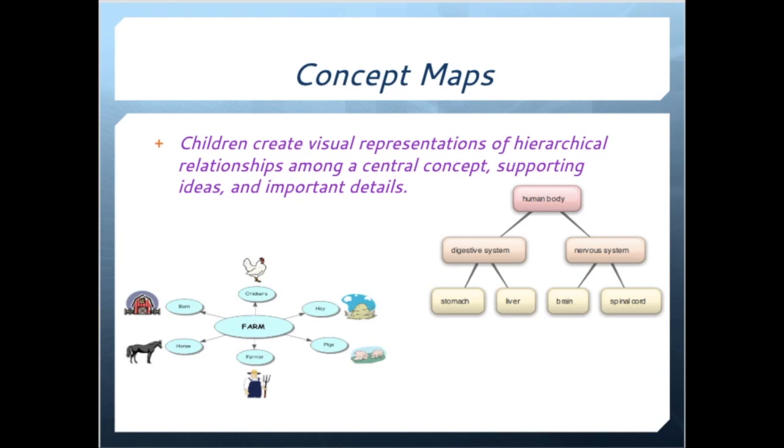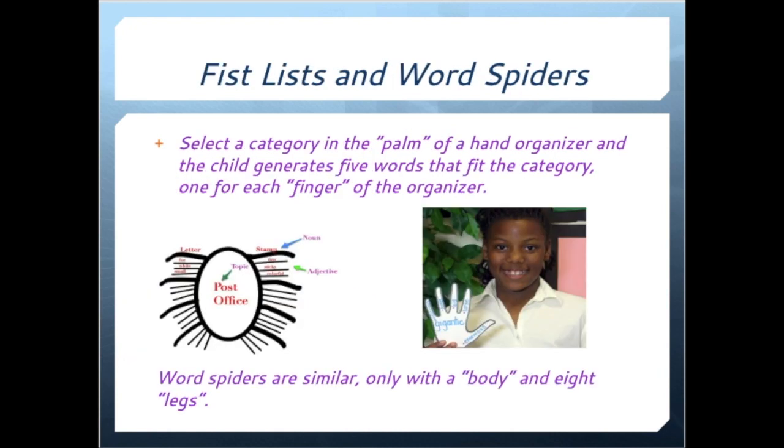Building concept maps. So they create visual representations of and relationships among a central concept, supporting ideas and important details. Fist lists or spider words. So select a category in the palm of her hand and organized, and then the child generates 5 words that fit that category, one for each finger of the organizer. And spider words are the same. It has a body, and rather than 5 fingers, we have 8 legs.